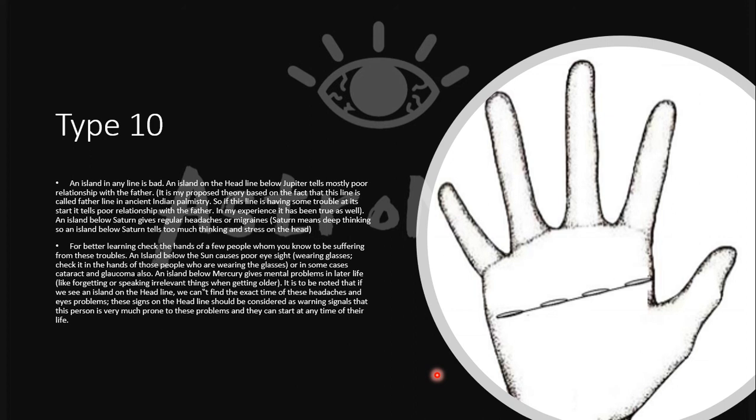As we have seen, if an island is there below the sun area, it tells about an eyesight issue, as we have seen in the heart line too. So an island in this area tells about an eyesight issue. If it is there on the Mercury, it will tell about a teeth related problem.